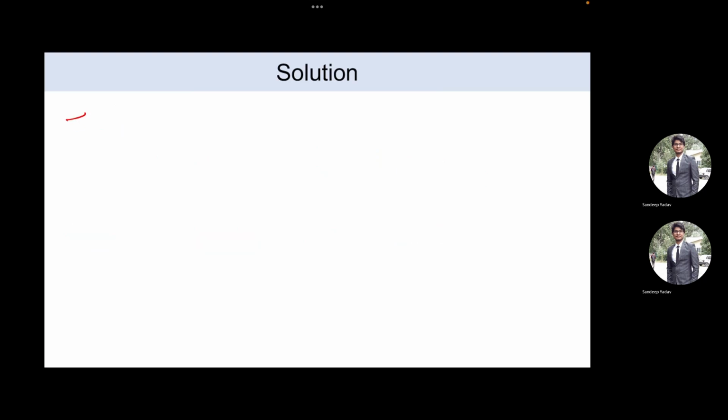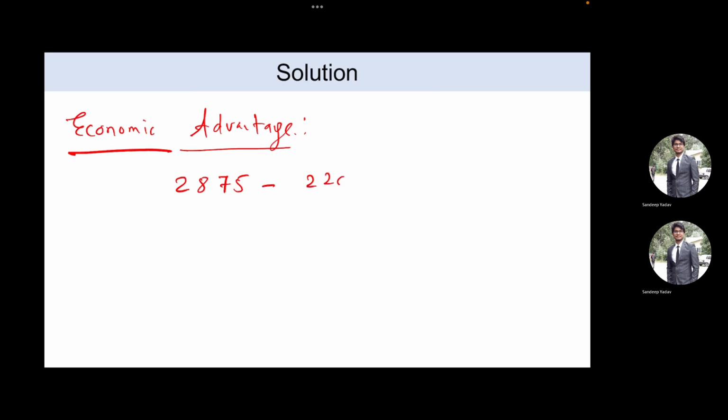Now what should be the economic advantage? Economic advantage will be 2875 minus 2200, that is steel minus aluminum. So 675 rupees per unit. So that's how we can calculate the best case that we can choose in a building material selection.